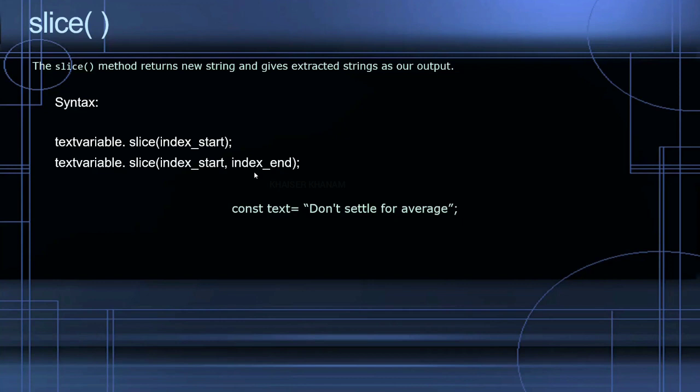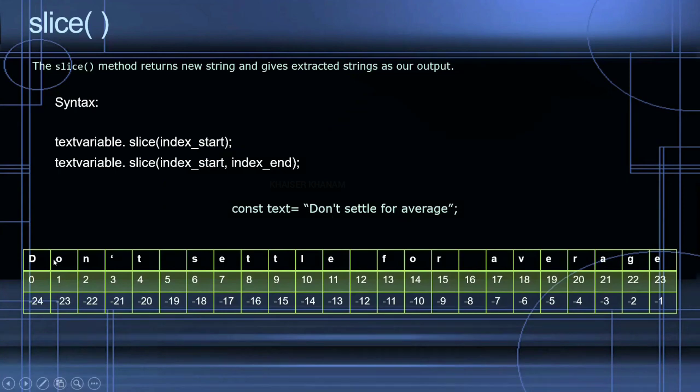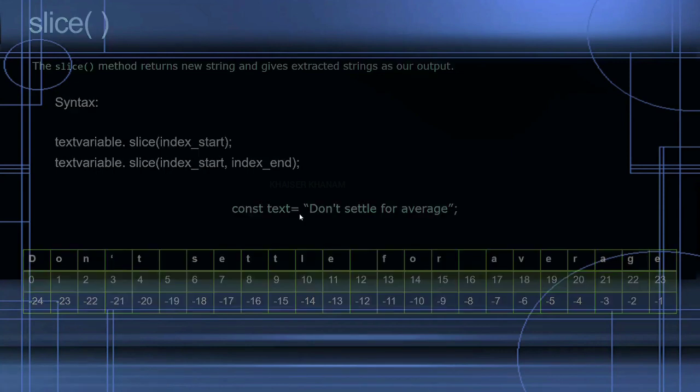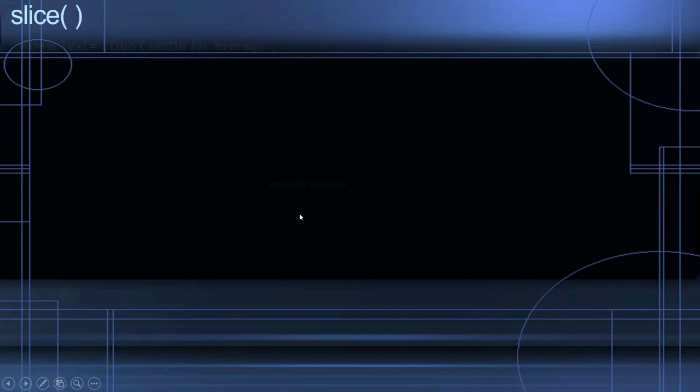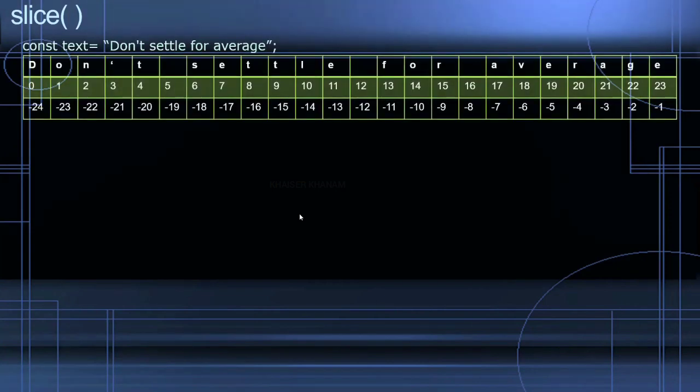We are going to work on this string: "Don't settle for average." And here I am having this table. For D, I will have the index position as 0, and in reverse, I will be having -1. You can see for this apostrophe also, we will have an index number. Now let us see more about the slice method. This will be my text and this is regarding the index number.